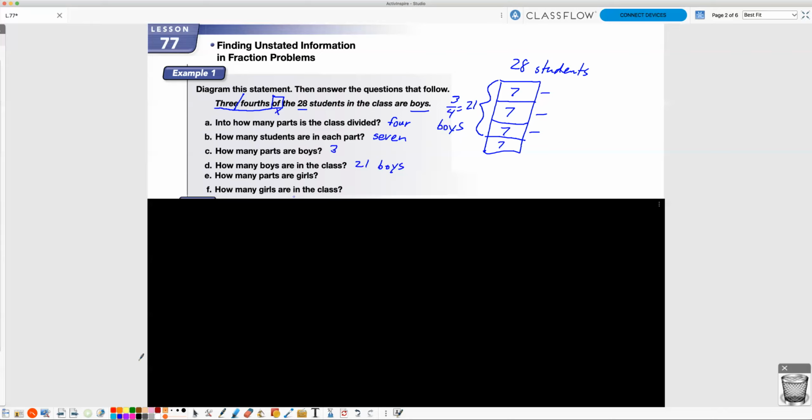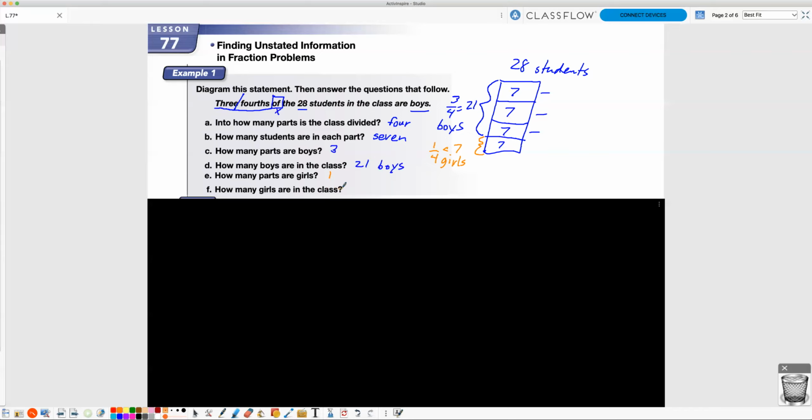How many parts are girls? Well, the girls would be represented right here. This would be the number of girls. This would be 1 out of 4, which equals 7, and that represents the number of girls in this class. So how many parts are girls? Only one of those parts, because it is one part of the total. Remember, it was 3/4. So 3 out of the 4 were boys, 1 out of the 4 would be girls.